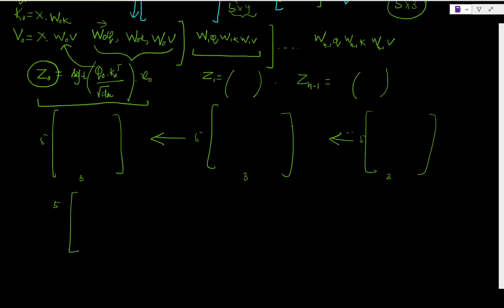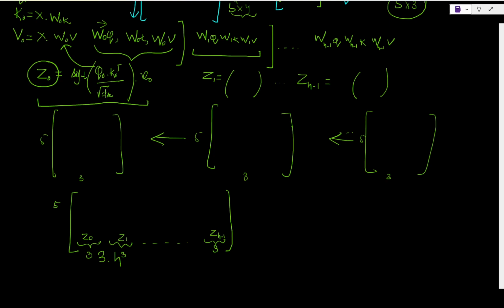So if we stack them column wise, ultimately our matrix would be 5 in rows and 3 times H in the number of columns, right? Because the first 3 columns are representative of Z0. The next set of 3 columns is representative of Z1, on the way up to the last 3 columns, which are representative of ZH minus 1, or the final attention head that we have.